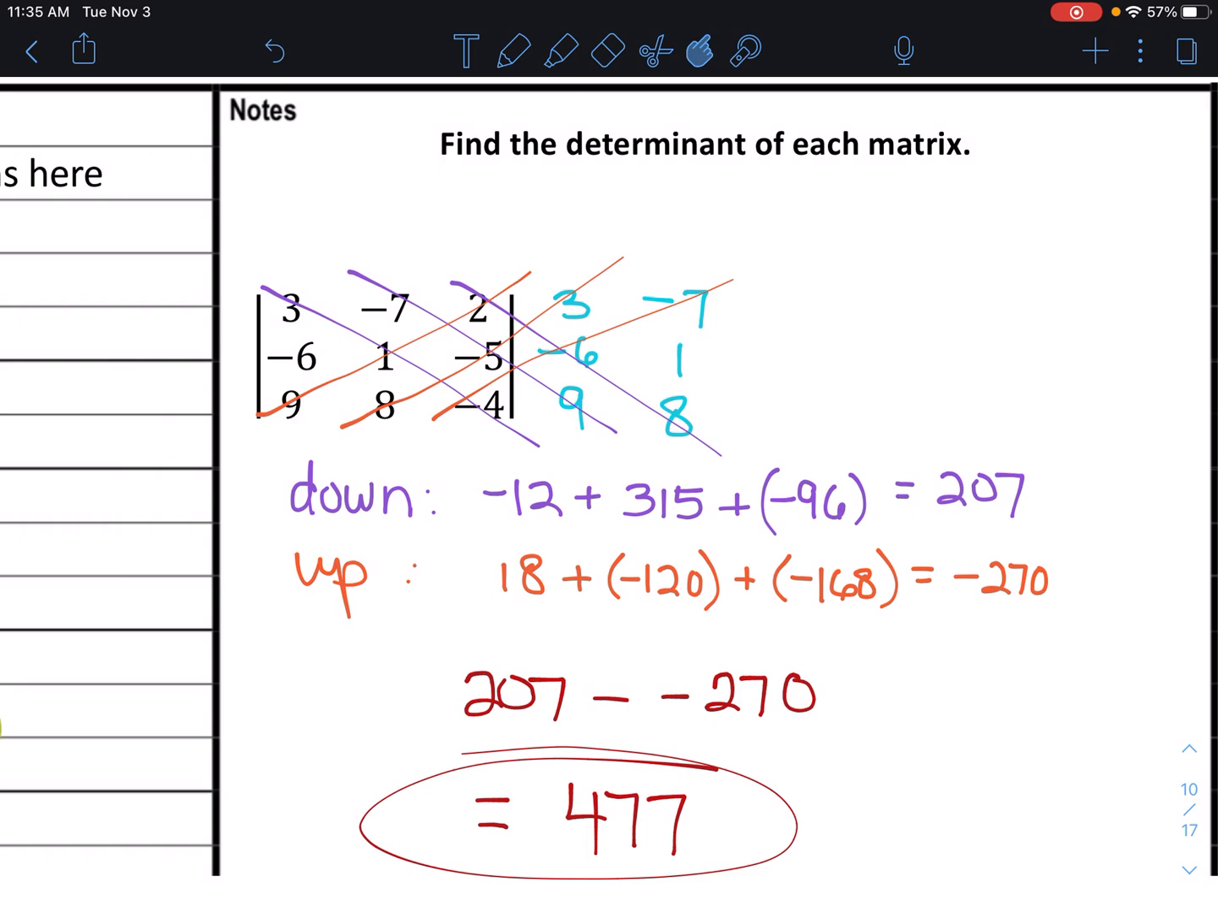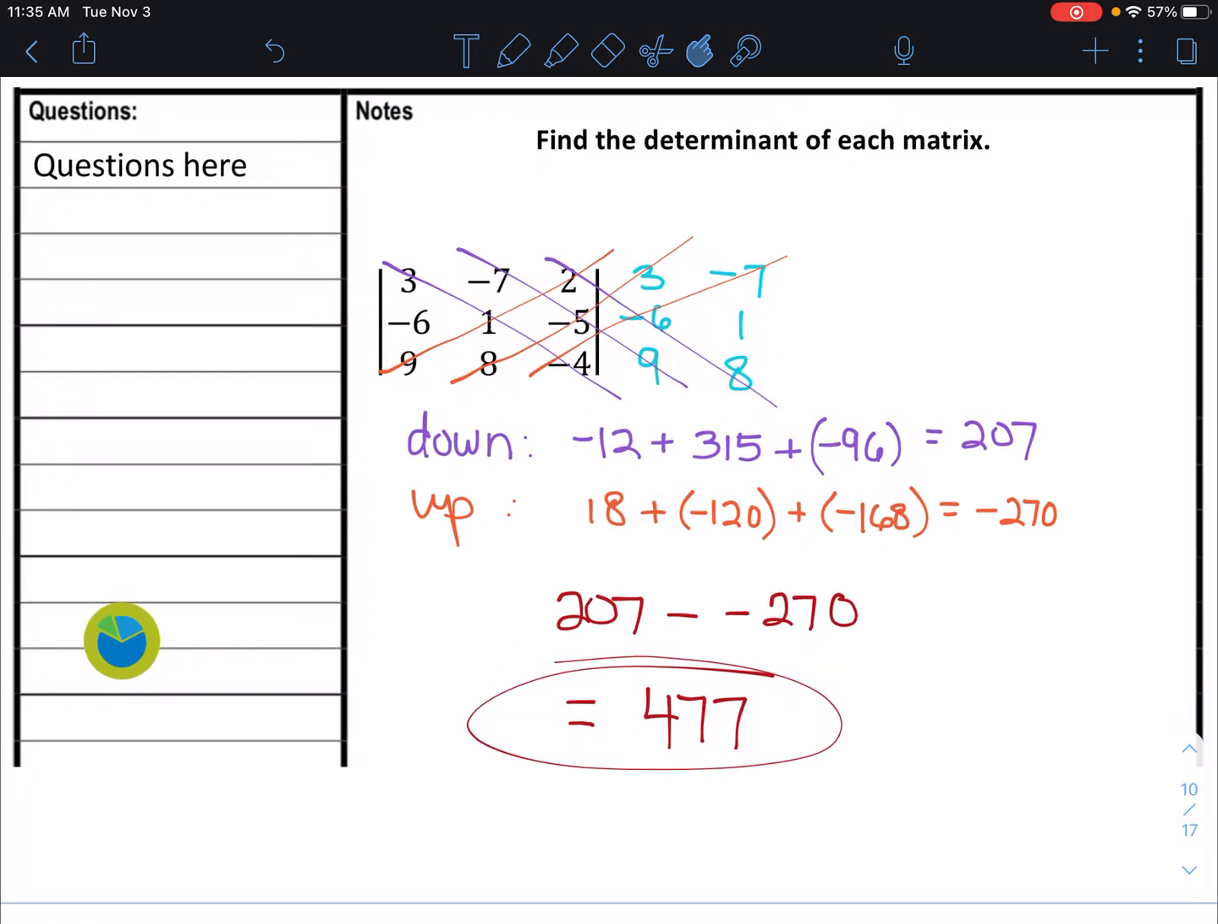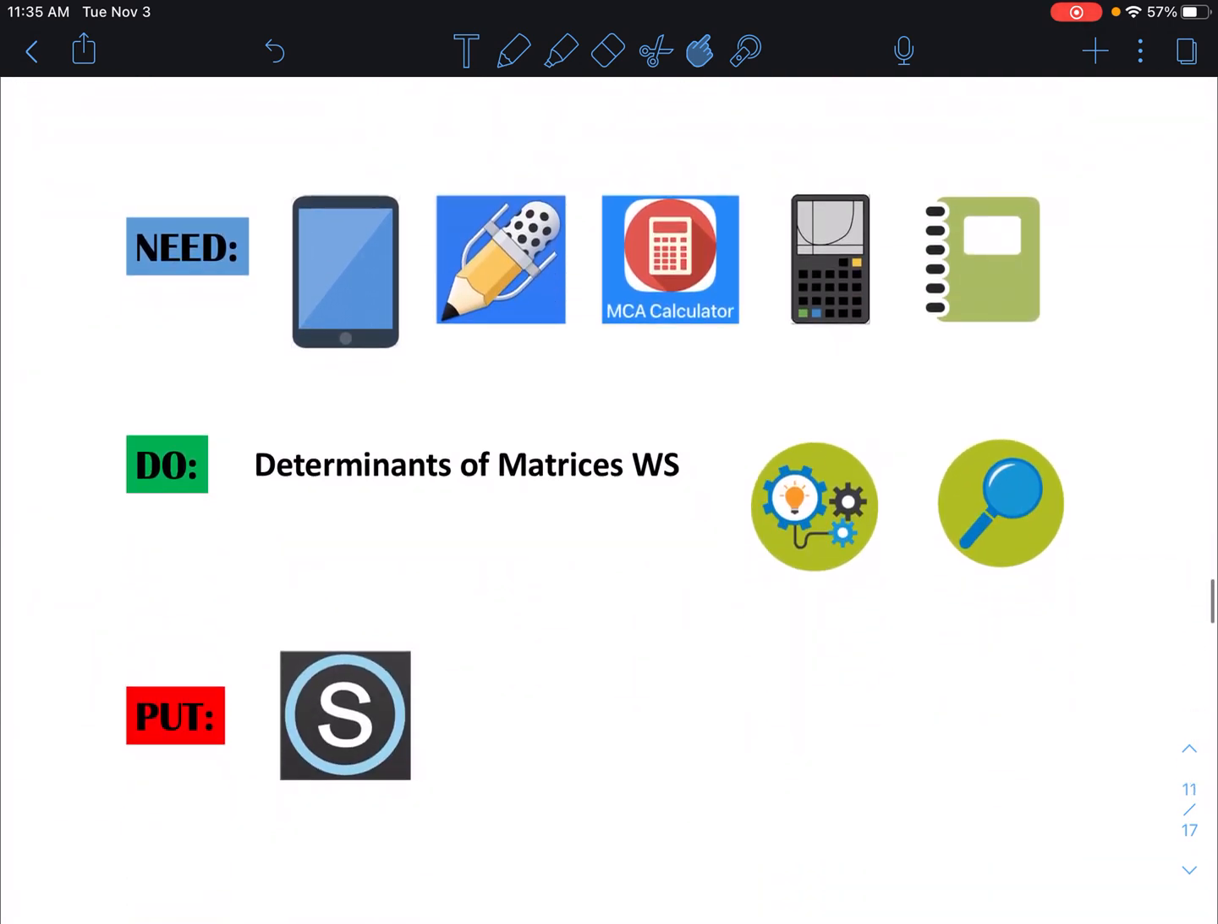All right, hope that makes sense now, how we find a determinant of a 2x2 and a 3x3 matrix. Down diagonals minus up.